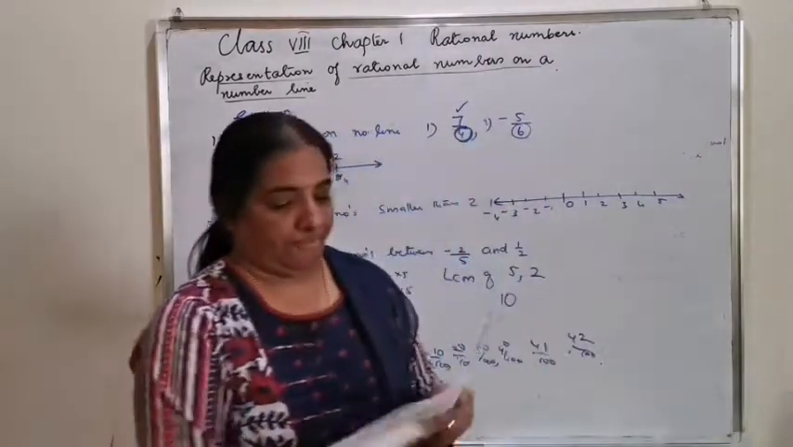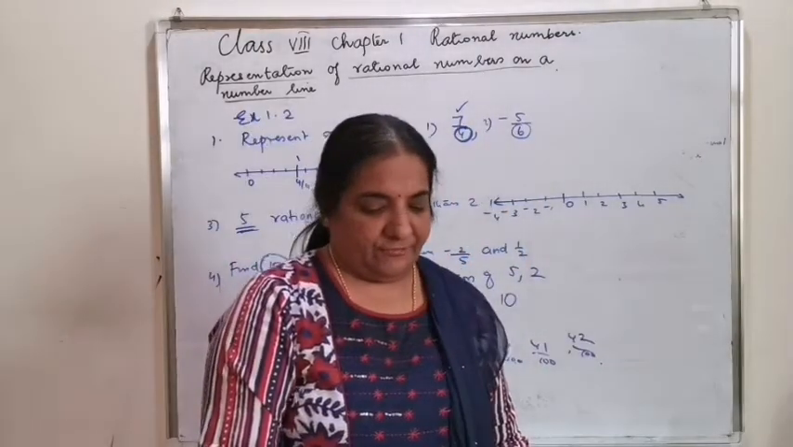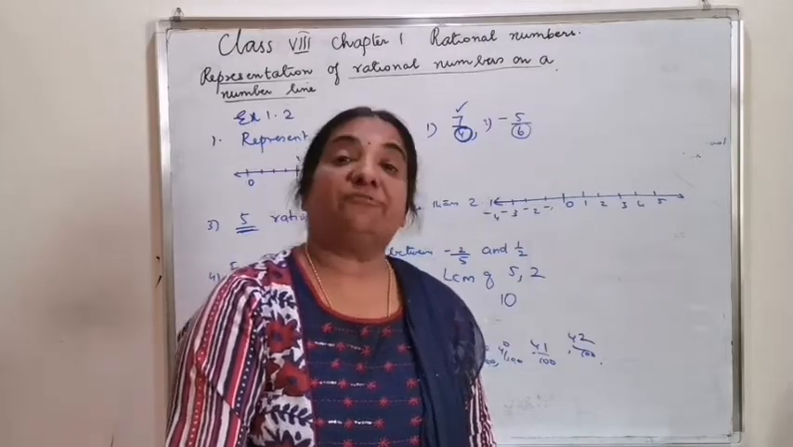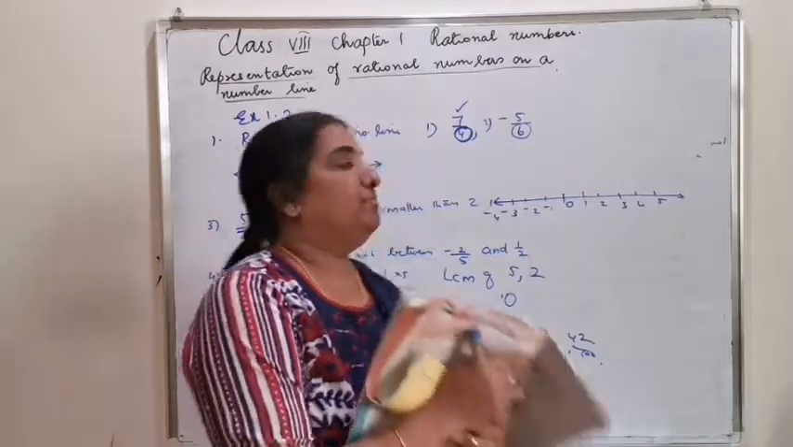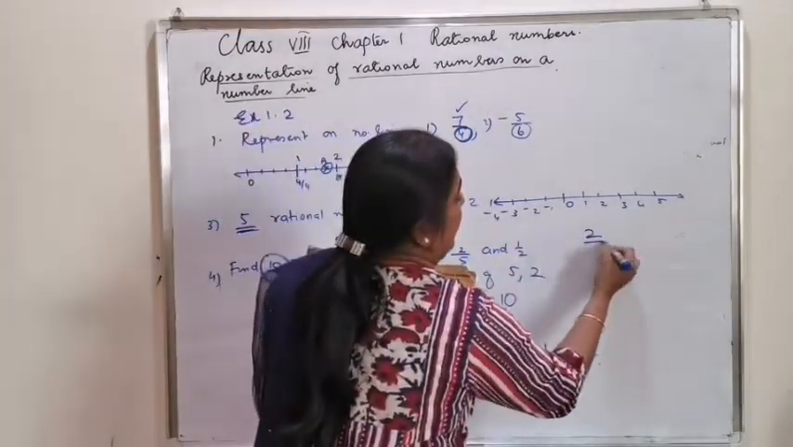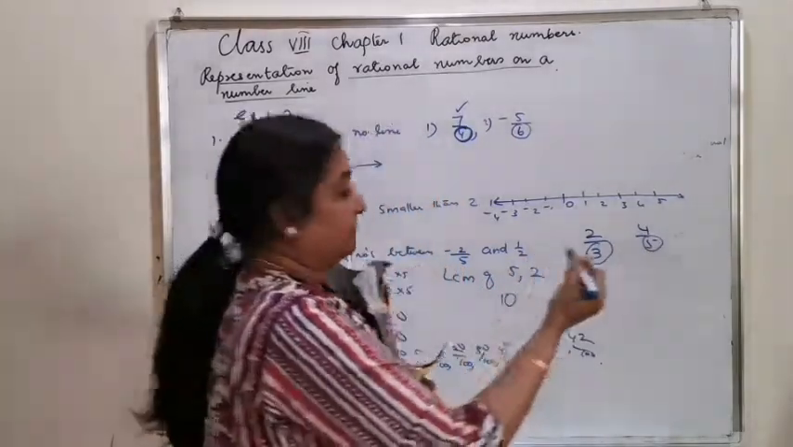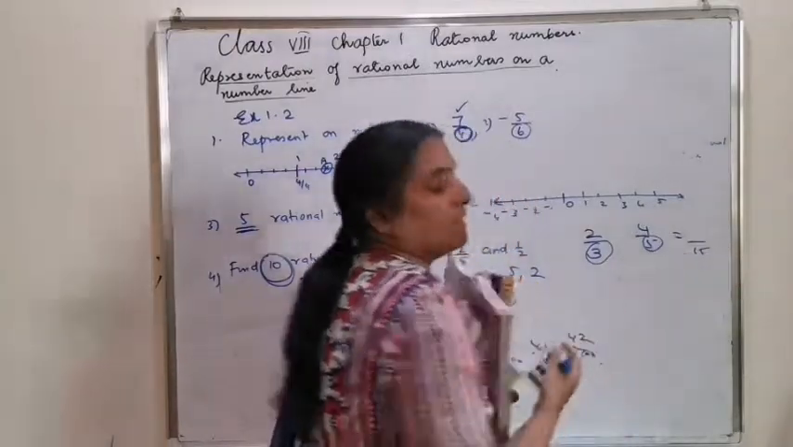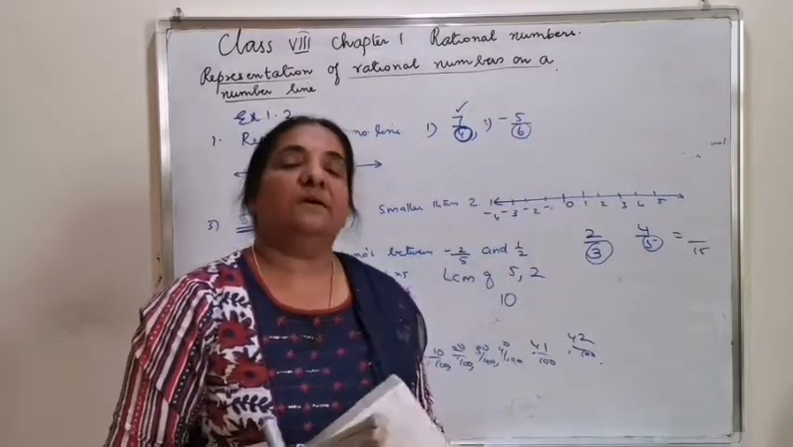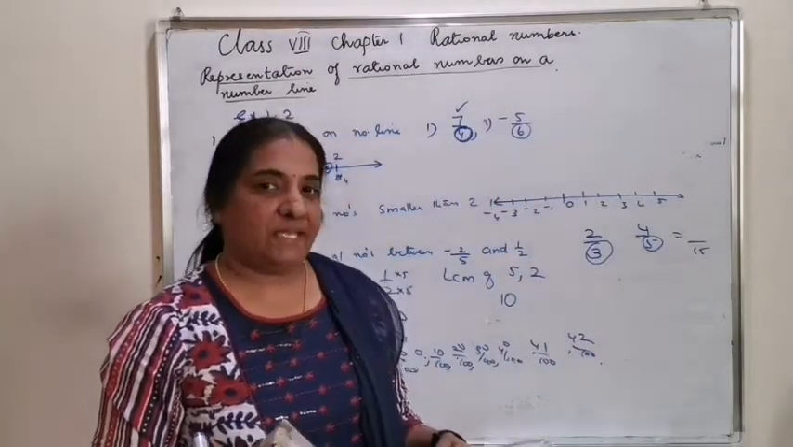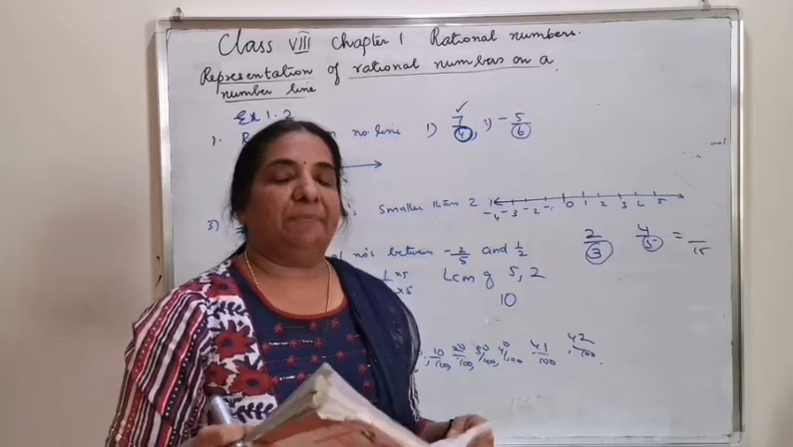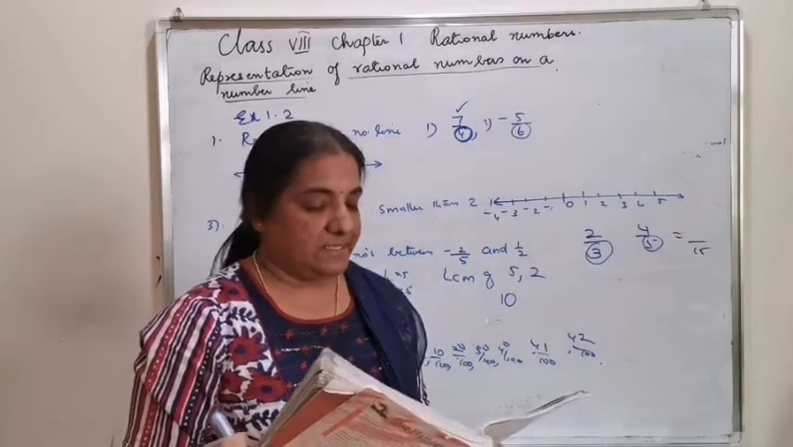Question number 5. Find 5 rational numbers between 2 by 3 and 4 by 5. The LCM of 3 and 5 is 15. The LCM has to be found out. Make the rational numbers into the same denominator. Multiply by 10 and get the answers.